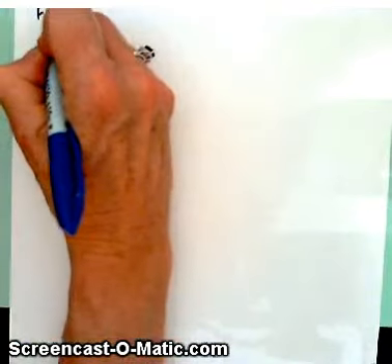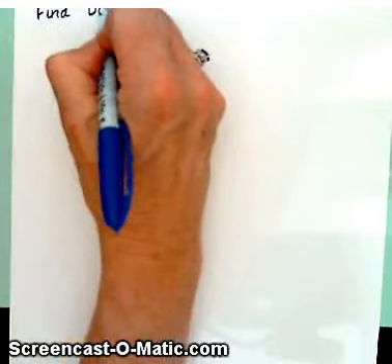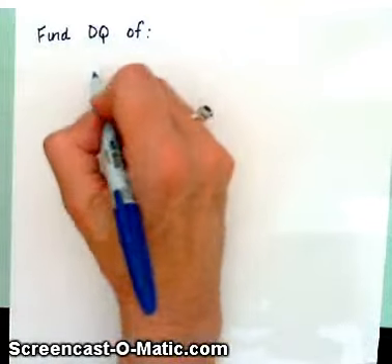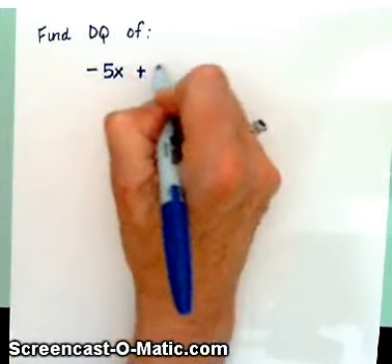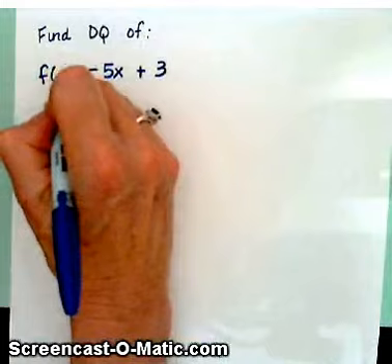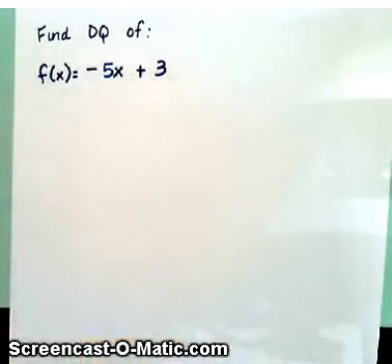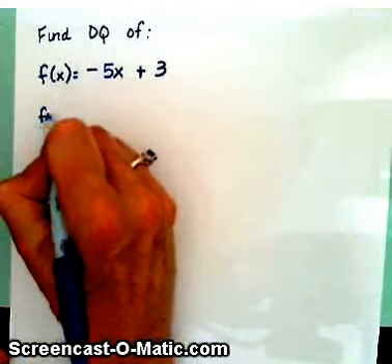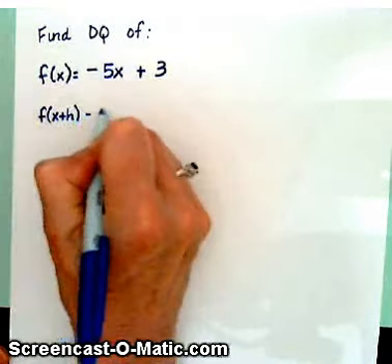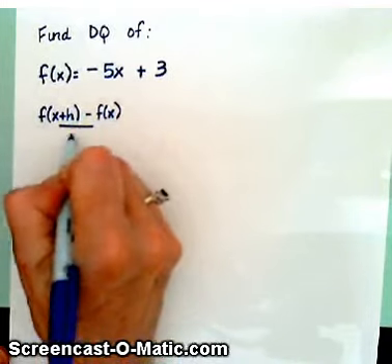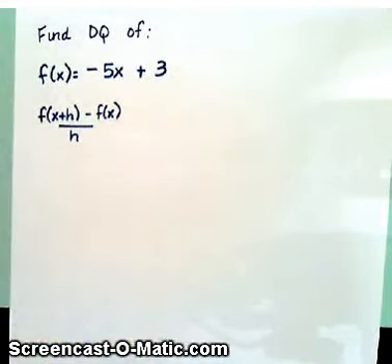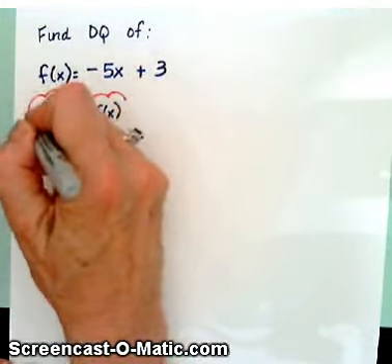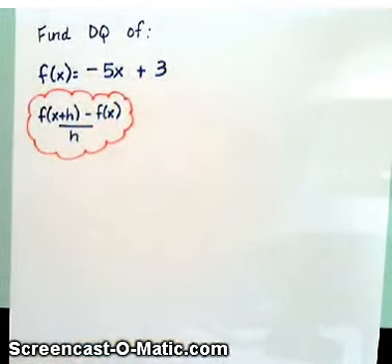Here is a second example. Let's find the difference quotient of, and let's take another linear function. How about negative 5x plus 3? f of x equals negative 5x plus 3. So the definition is, again, the DQ is f of x plus h minus f of x divided by h. That's our definition. In fact, let me just put this in a little cloud so you can remember it. That's the definition of the DQ, the difference quotient.